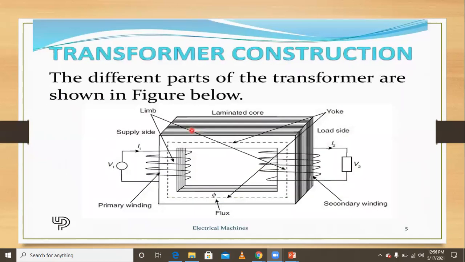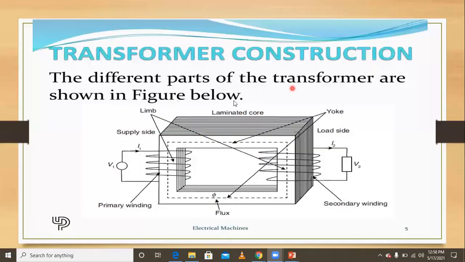Now coming to the transformer construction. Here, different parts of the transformer are shown in the figure. This is called the transformer core. This transformer core can be classified into limb and yoke. The vertical one is called a limb.